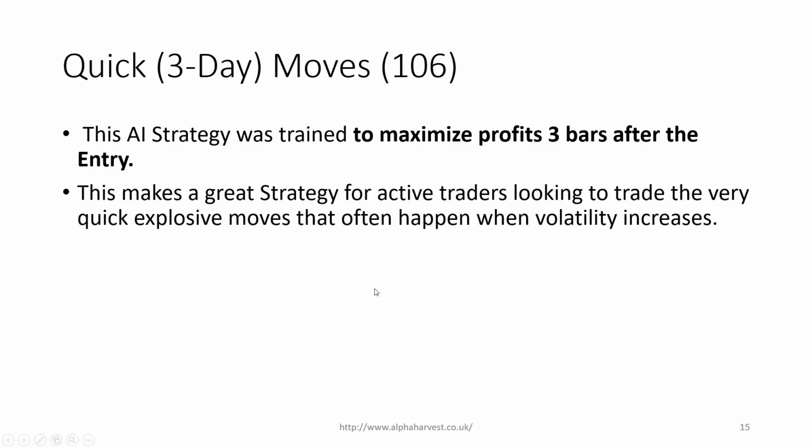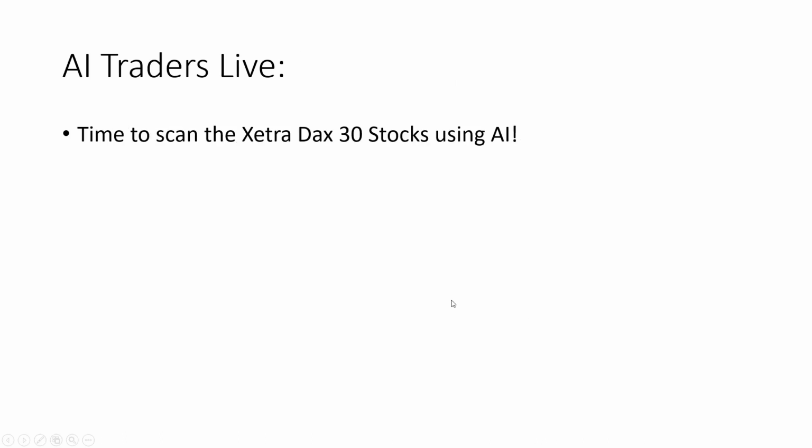Quick 3-day moves. This AI strategy was trained to maximize the profits of 3 bars after the entry. So these are quick swing trades, in and out on the 4th bar, for example. This makes a great strategy for active traders looking to trade the very quick explosive moves that often happen when volatility increases. Right, it's time to scan the Xetra Dax 30 stocks using artificial intelligence.